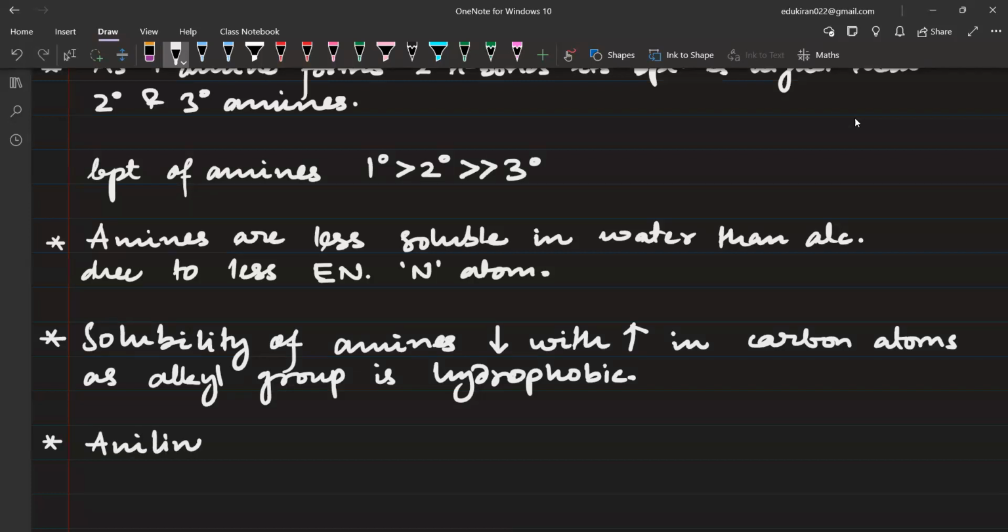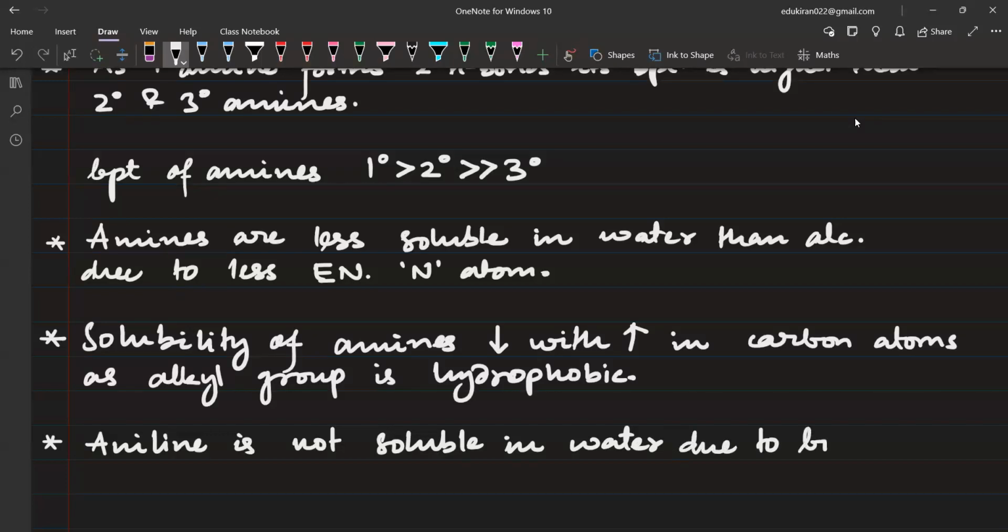Last point, aniline is not soluble in water due to bulky benzene ring.